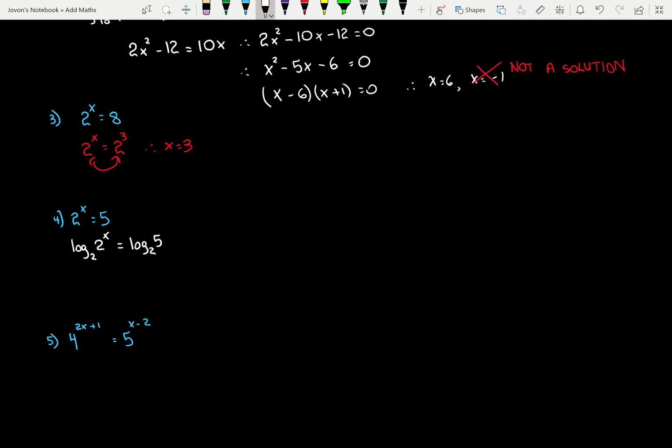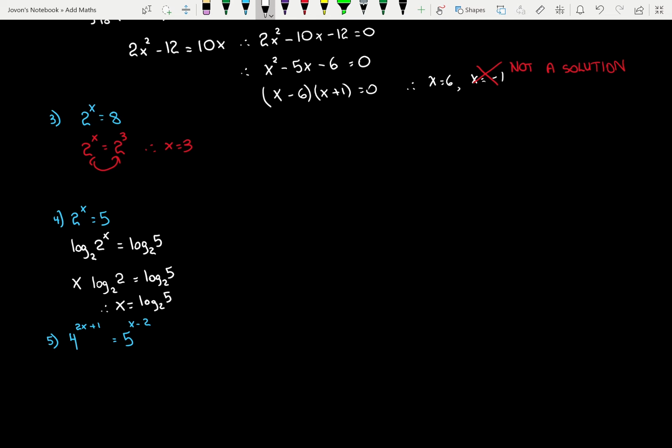Notice when I bring down this power x now, I'll get x log 2 to the base 2 is equal to log 5 to the base 2. Notice now that log 2 to the base 2 is 1. So therefore, I'll have x is equal to log 5 to the base 2. And if I want to find its value, just put it into a calculator and you'll get the value of x, okay? So this is how you do this question.